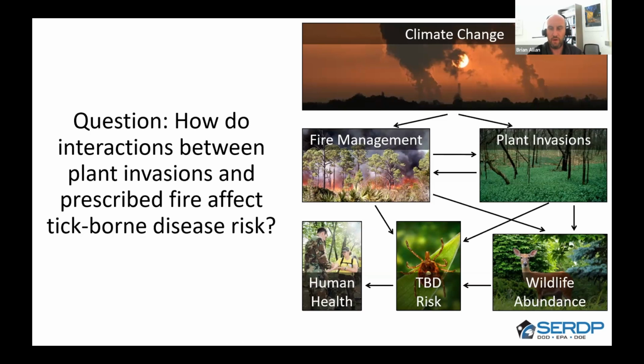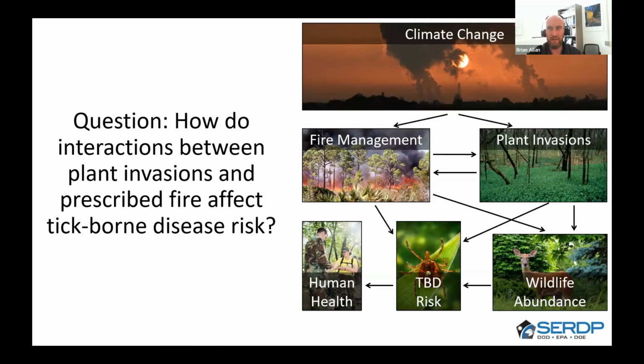And so this is actually work that was funded in part by the Department of Defense through their Strategic Environmental Research and Development Program, or SERDP. And SERDP funded my group to work on military installations to study how climate change, fire management, and plant invasions are impacting tick-borne disease risk. And so that sounds like a lot, and I'm not going to talk about it all today. But if you look at this diagram on the right here, it kind of captures all of these arrows that we think are potentially at play.